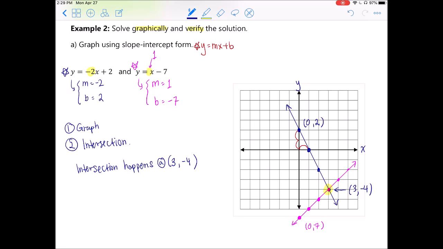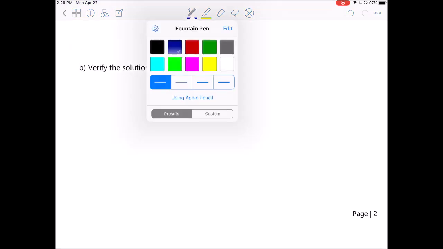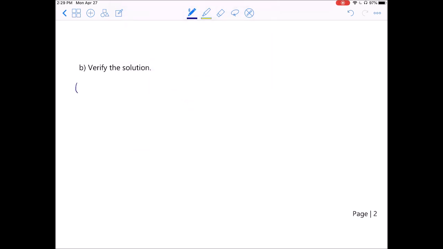We're going to verify by substituting into both equations. So we had a point of intersection, x and y. This turned out to be (3, -4) from the previous part. That's how we solved it graphically. So we're going to now go back and plug it into the equations to see if it's actually valid.